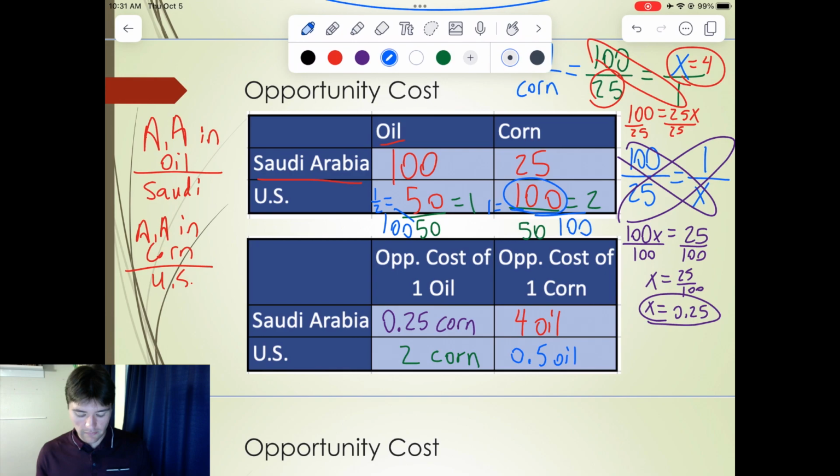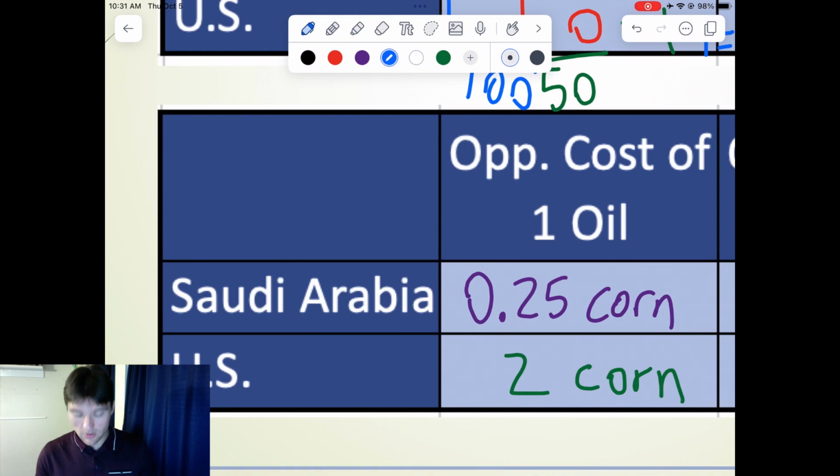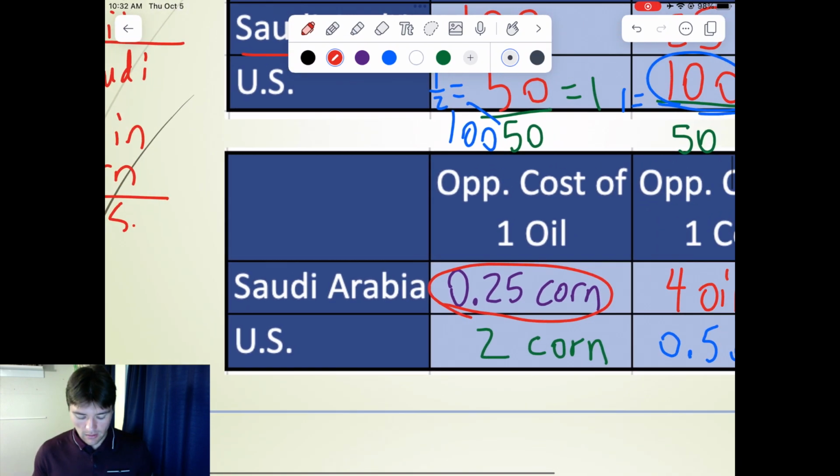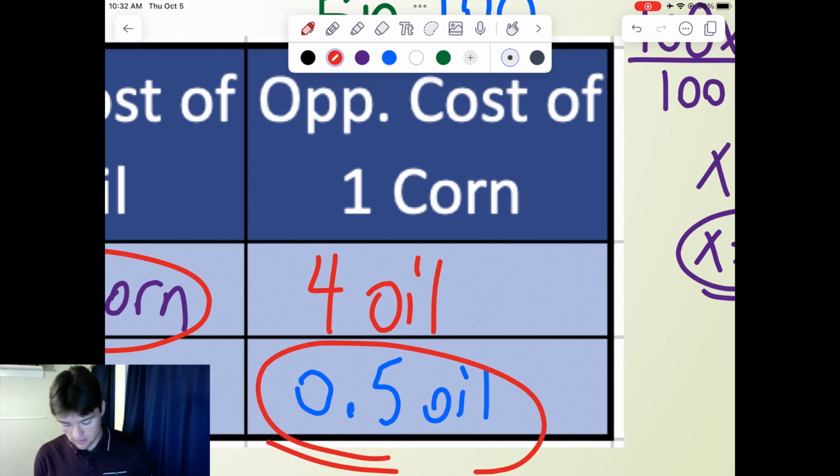Now, we need to figure out, well, who can make oil cheaper? So if we're looking at oil, who can make oil cheaper? Think of the corn as a dollar amount. If that's the case, Saudi Arabia is the one that has the comparative advantage in oil, because they can make it cheaper. If we were looking at corn, obviously the United States can make it cheaper, because for 1 corn, it costs them 0.5 oil. But if Saudi Arabia were to make 1 corn, it would cost them 4 oil.